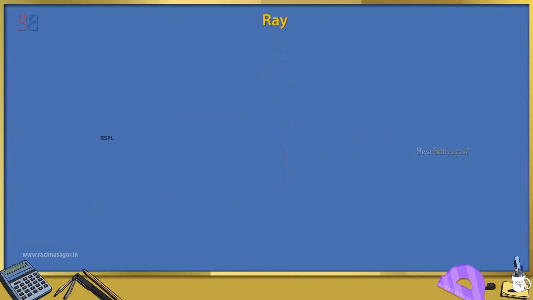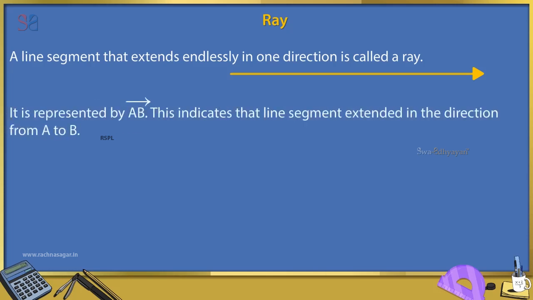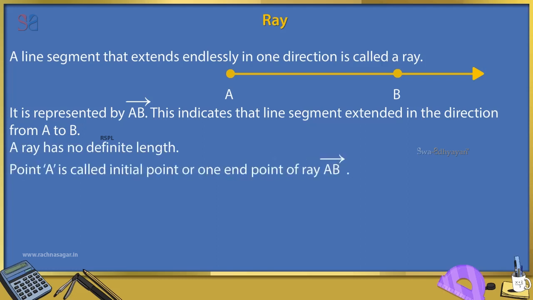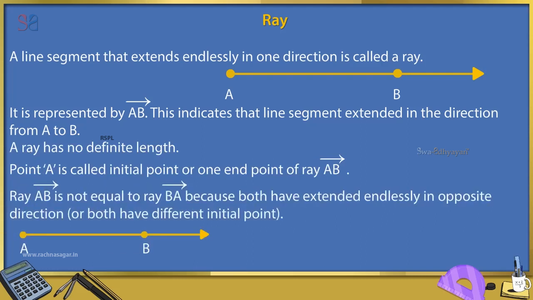Ray. A line segment that extends endlessly in one direction is called a ray. It is represented by ray AB. This indicates that the line segment is extended in the direction from A to B. A ray has no definite length. Point A is called the initial point or one end point of ray AB. Ray AB is not equal to ray BA because both extend endlessly in opposite directions, or both have different initial points.